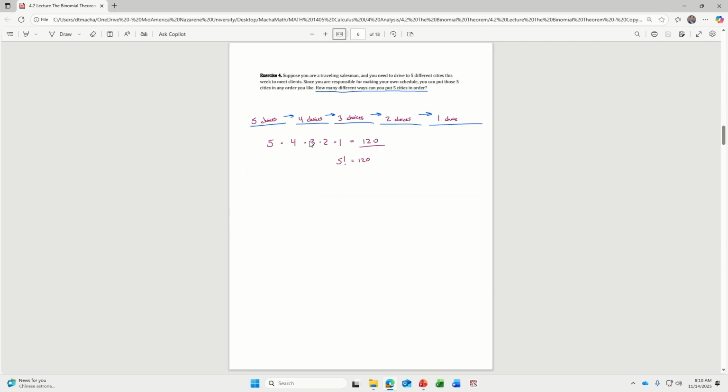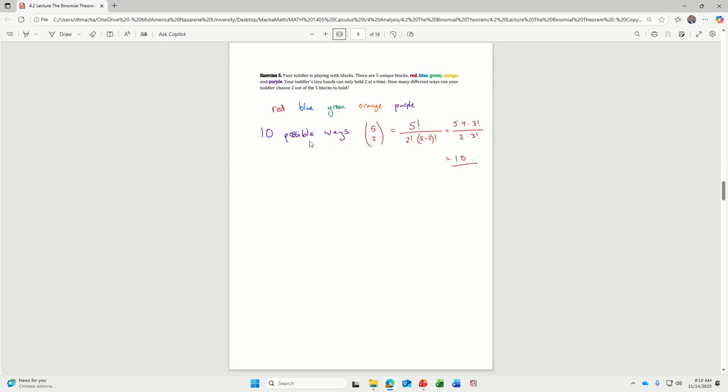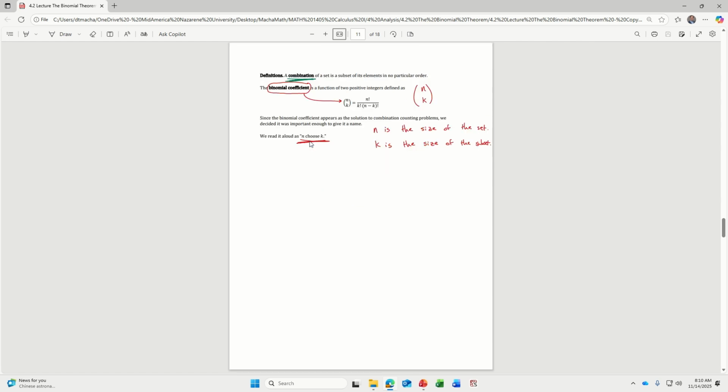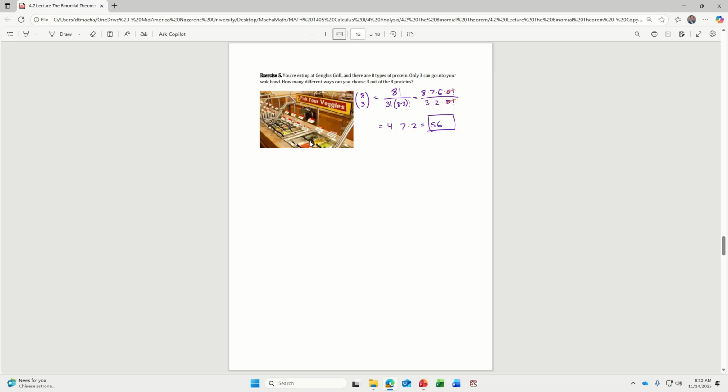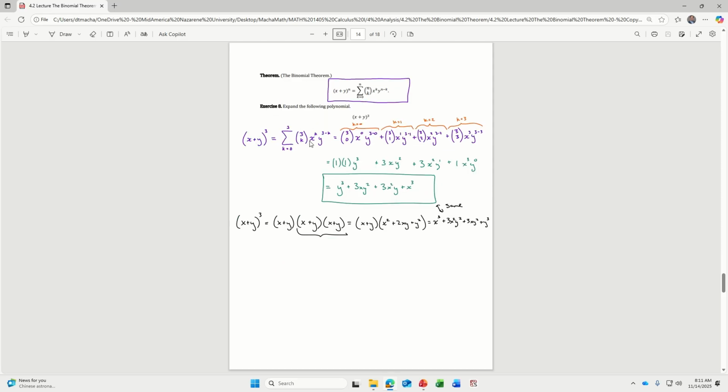We talked about permutations and how to count the number of ways that you can rearrange a set. We talked about the binomial coefficient and combinations and the ways you can count how many different ways to choose a subset of elements out of a set. And we proved Pascal's rule, which was really just a lot of algebra that involved factorials and finding a common denominator and adding fractions and all that kind of thing. And then we did an example using the binomial theorem.